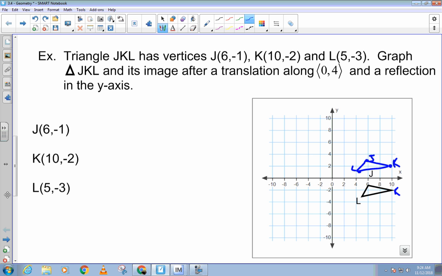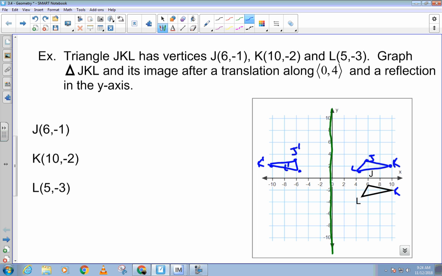Okay, then we're going to reflect in the y-axis. This is the y-axis. Okay, what's the rule for the y-axis? If you reflect over the y-axis, you change the x, right? Here I am 5 to the right, so I'm going to go 5 to the left. That is my L prime. J is 6 to the right, so when it reflects, it's going to go 6 to the left. And K is 10 to the right, so when it reflects, it's going to come over here and go 10 to the left.